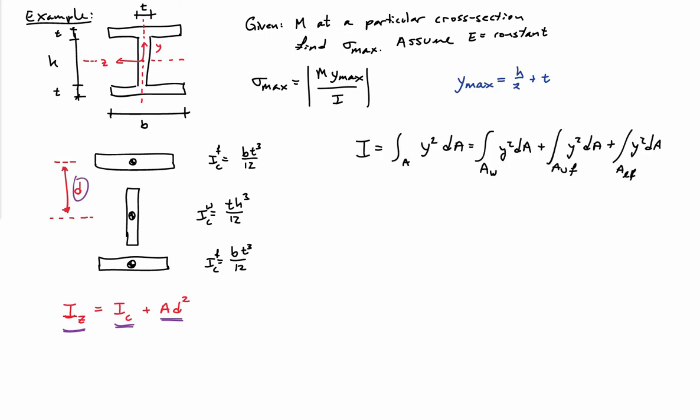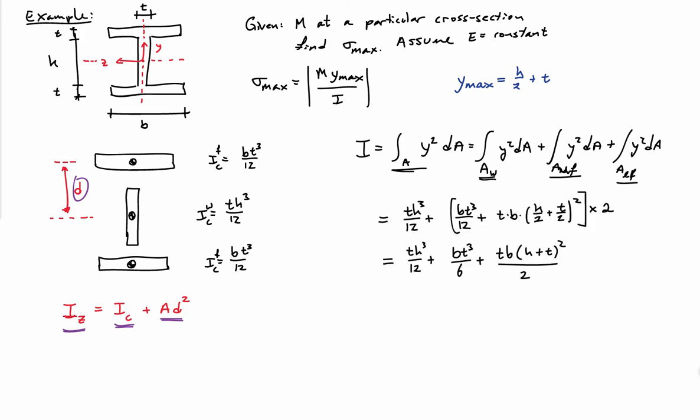So the total is basically relying on the additive properties of integration. If I want to integrate y squared over the area, I can write it as an integral over the web plus an integral over the upper flange plus an integral over the area of the lower flange. So A_U is the upper flange, A_L is the lower flange, and I'm integrating y squared dA over each of these regions here.